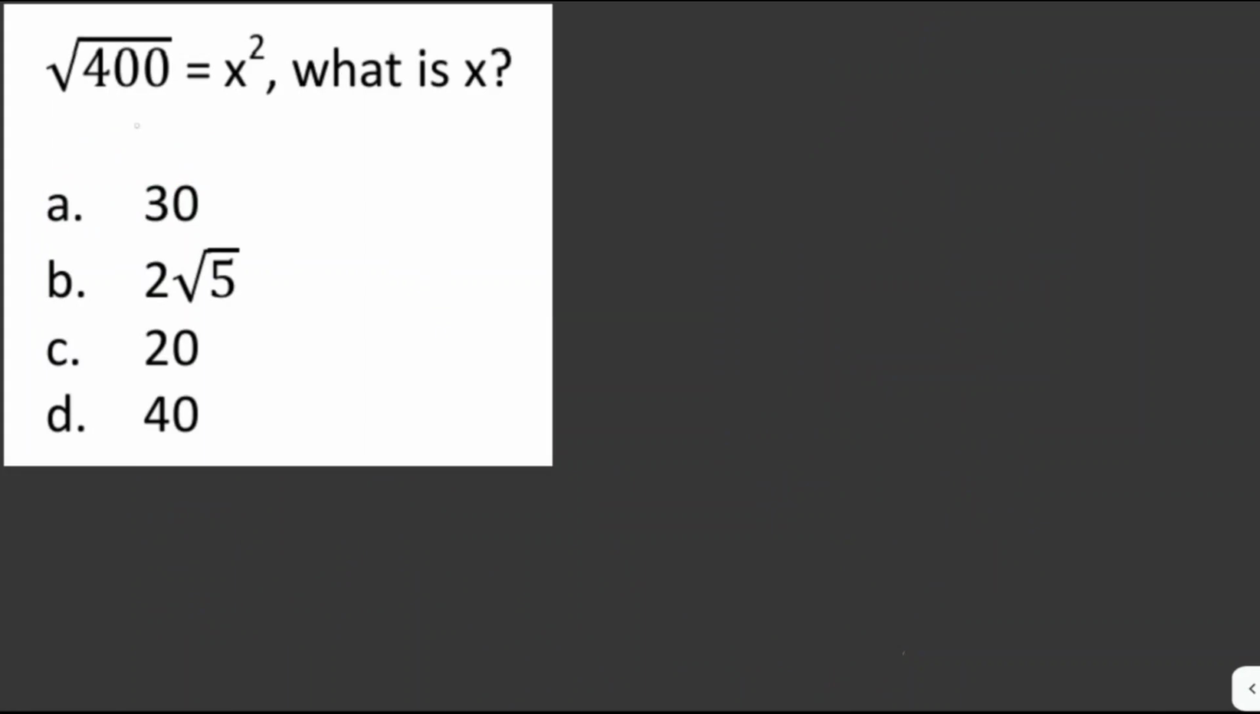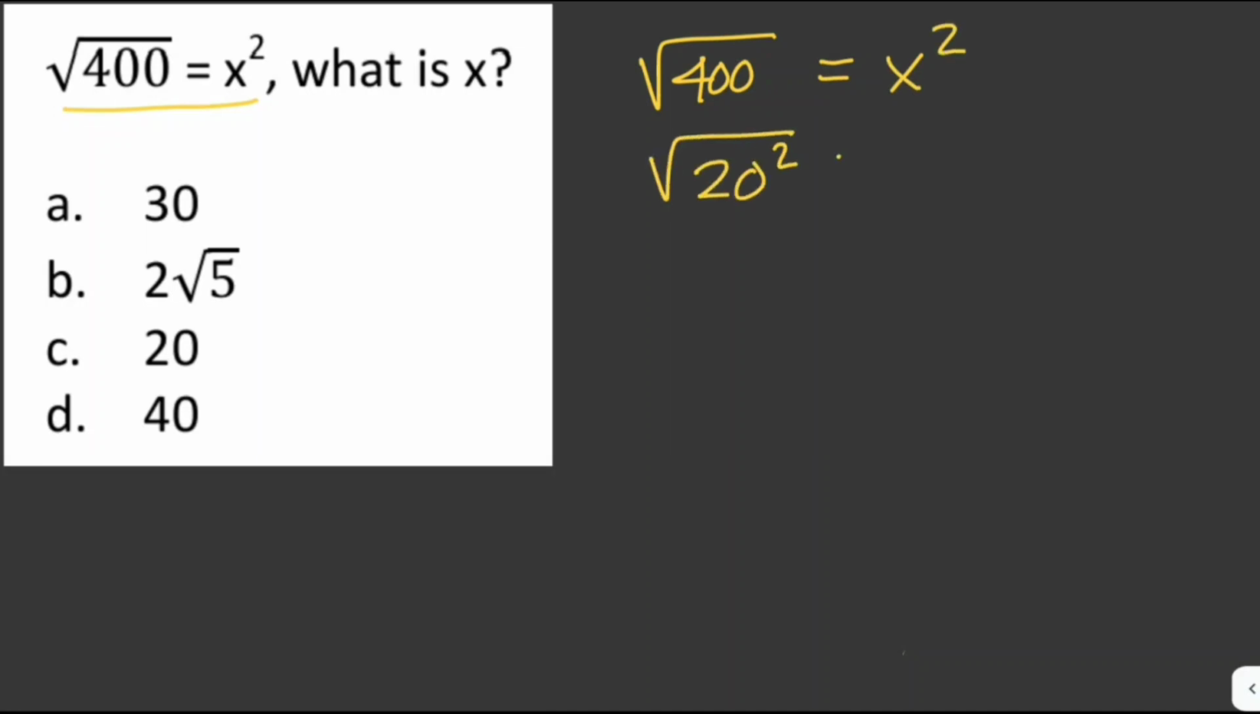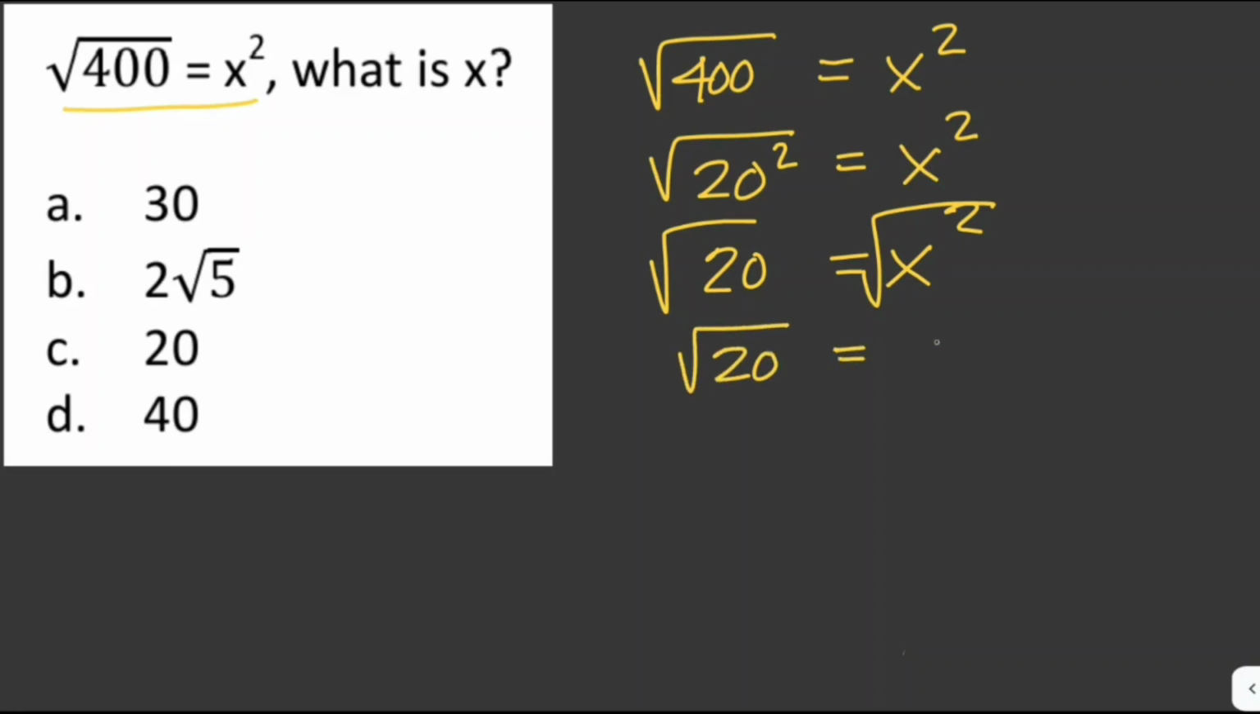Square root of 400 equals x squared. What is x? So 400 can be written as 20 squared. Therefore the square root of 20 squared is just 20. So 20 equals x squared. And now to solve for x, we take the square root of both sides. So this is the square root of 20 equals the square root of x squared. So x is just equal to the square root of 20.